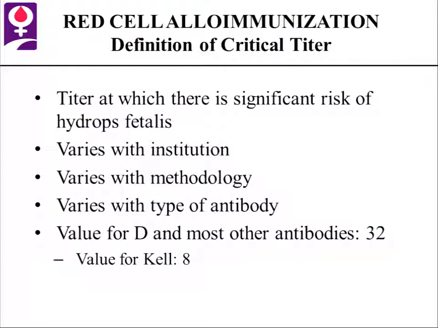So when a patient is referred to me who's sensitized, we do tube titers at our blood bank, and we define a critical titer as a titer at which the fetus is at risk for hydrops. It varies again with institution and methodology and the type of antibody. Most centers will use a threshold of 32 for anti-D. We use a lower threshold of 8 for KEL for a critical titer. We know that KEL attacks the fetus differently than D. It seems to suppress the bone marrow in addition to causing sequestration of red cells. So that's why we use a lower titer for KEL.